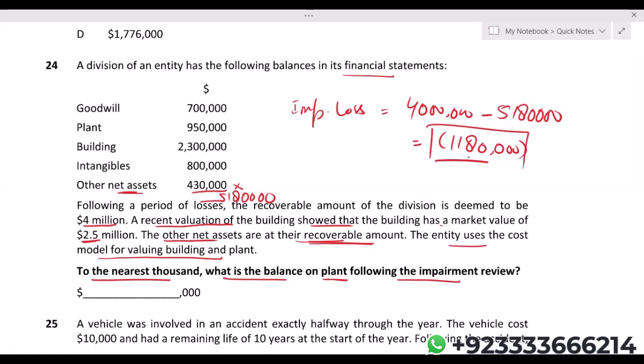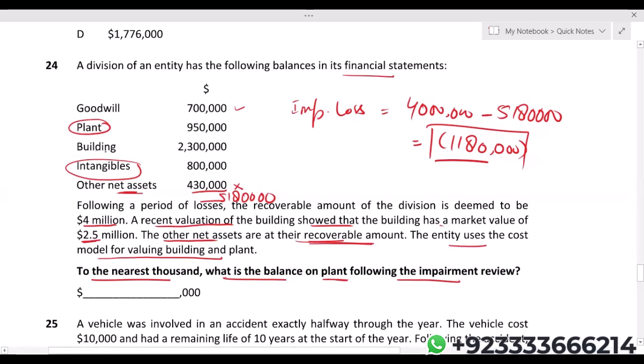How will we allocate this 1.18 million? Number one, we will allocate this to goodwill. The remaining impairment loss will be allocated on a pro rata basis to the plant and intangible asset. We cannot allocate any impairment loss to other net assets. Number one, the examiner has categorically written that other net assets are at their recoverable amount. So no need to do anything.